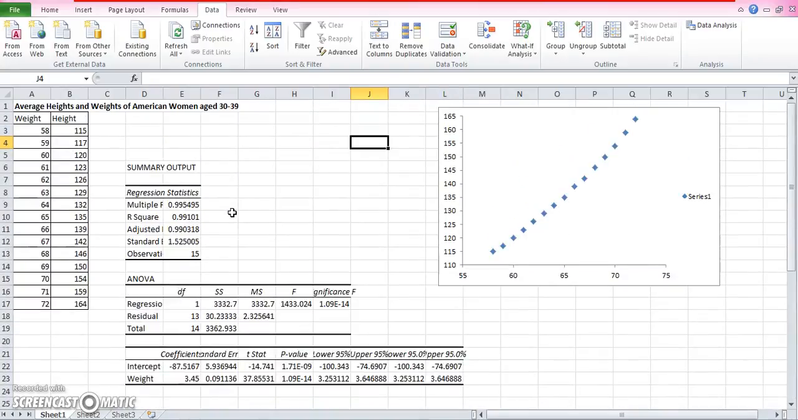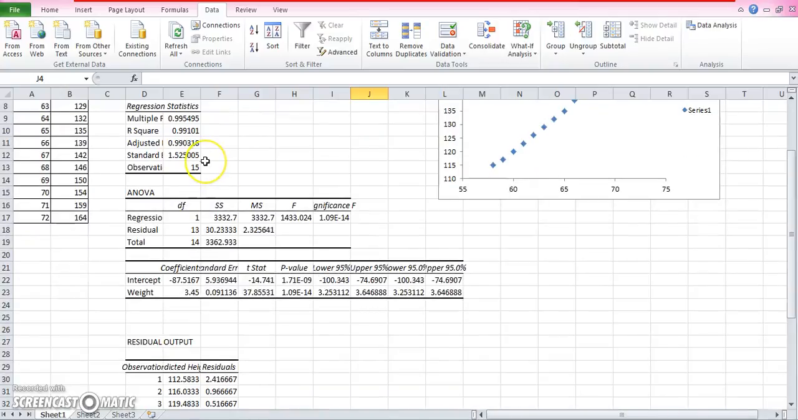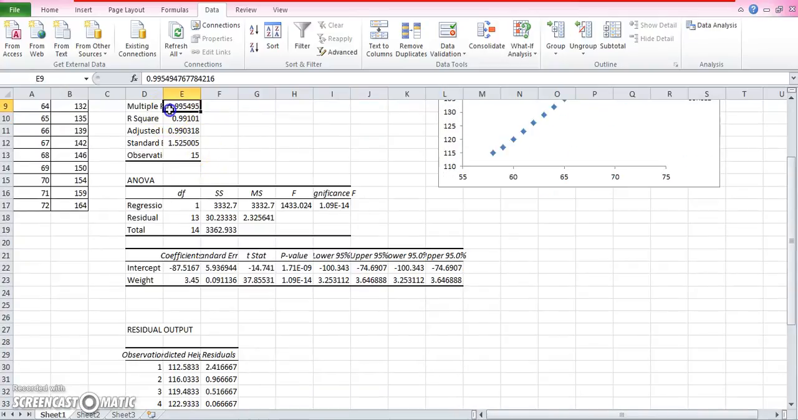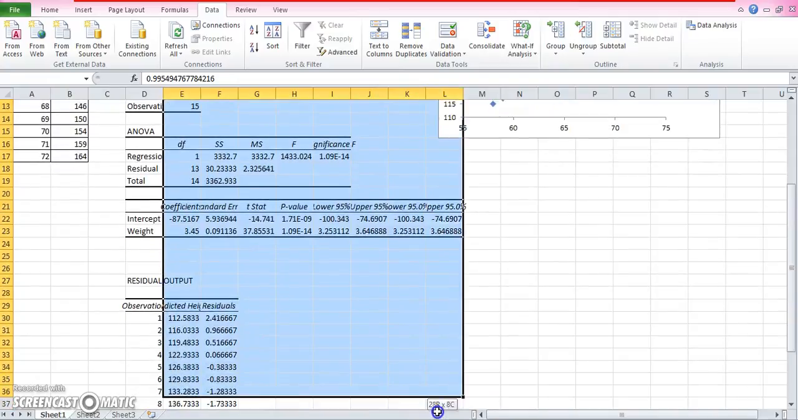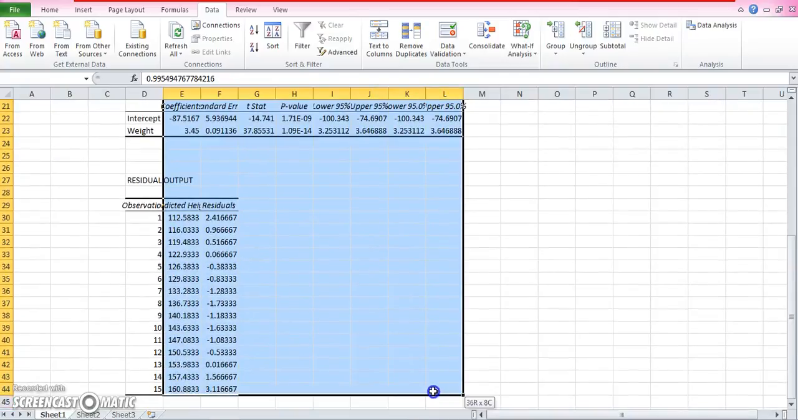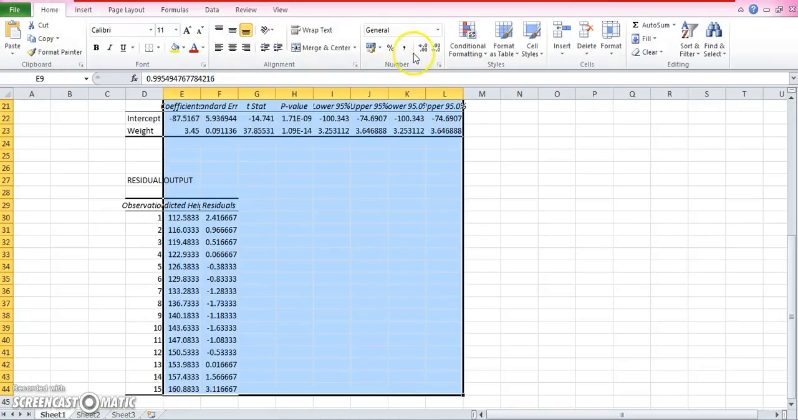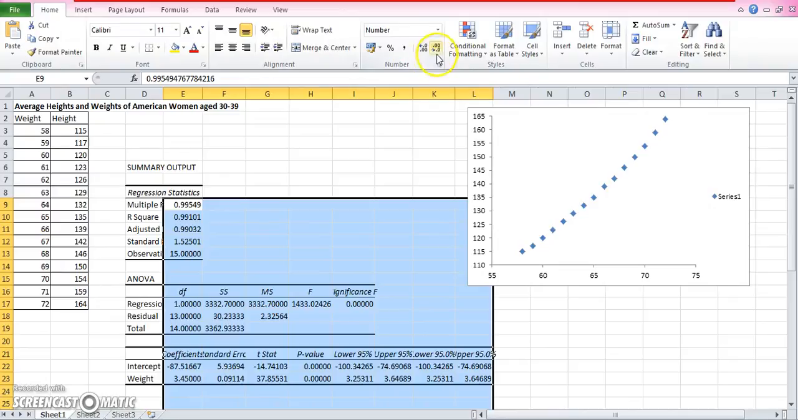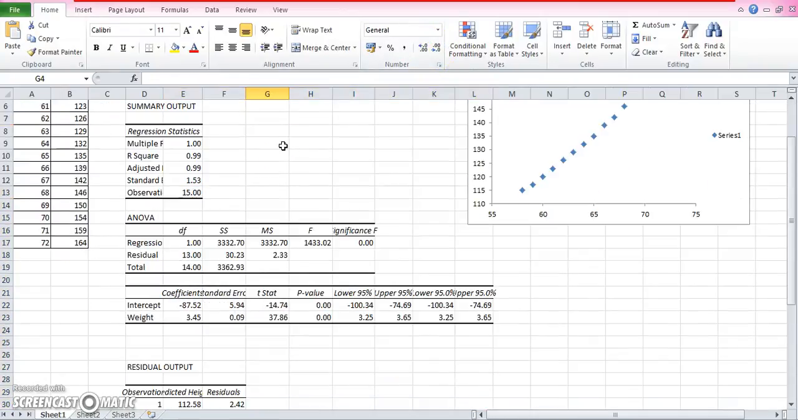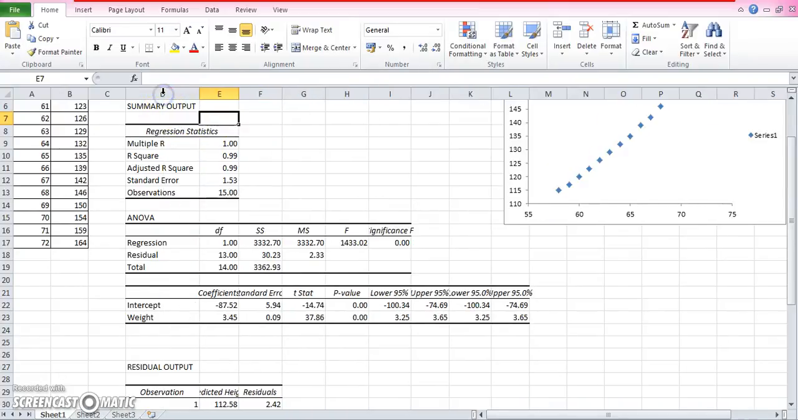Firstly, I'm going to change this to fewer decimal places, which is 2. 2 should be okay. Okay. Now this is the summary output.